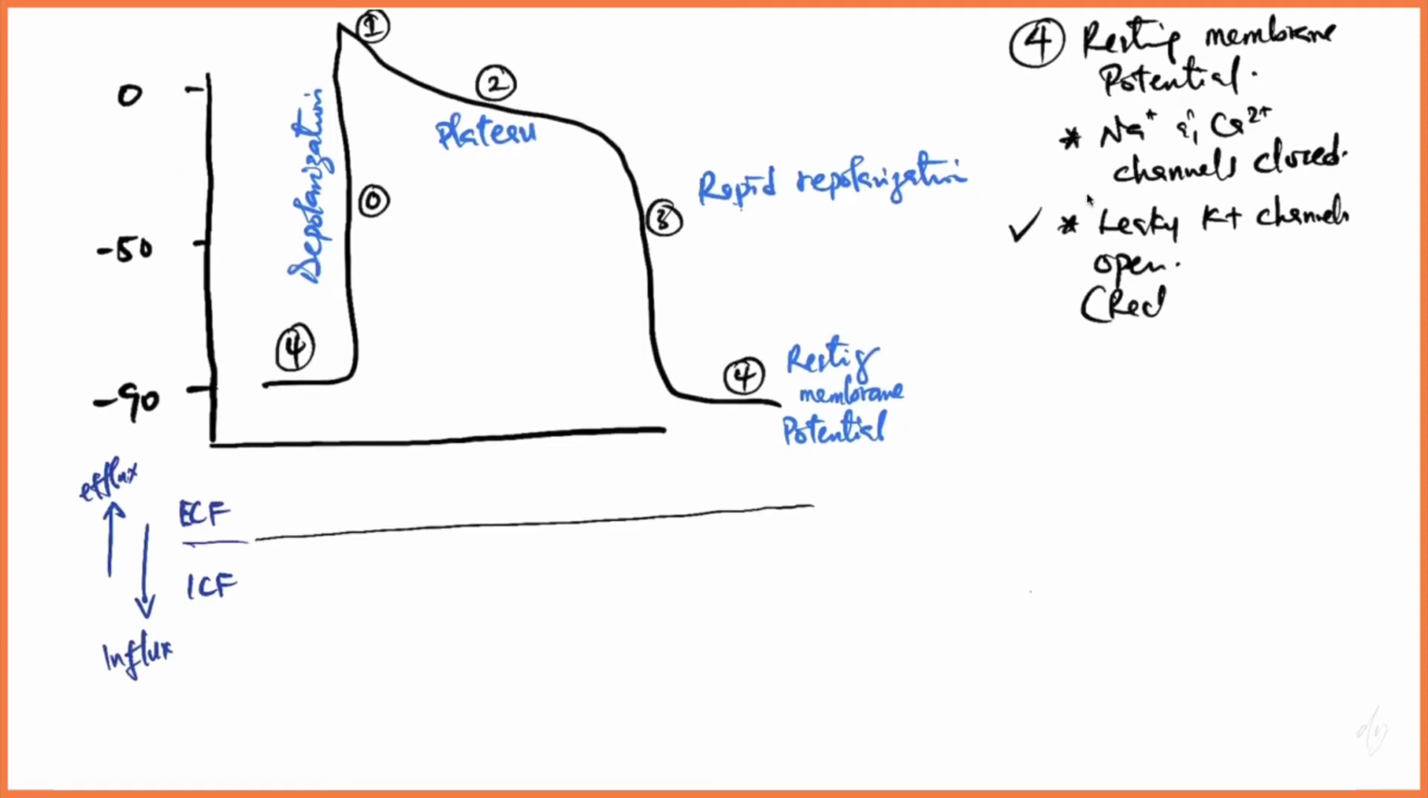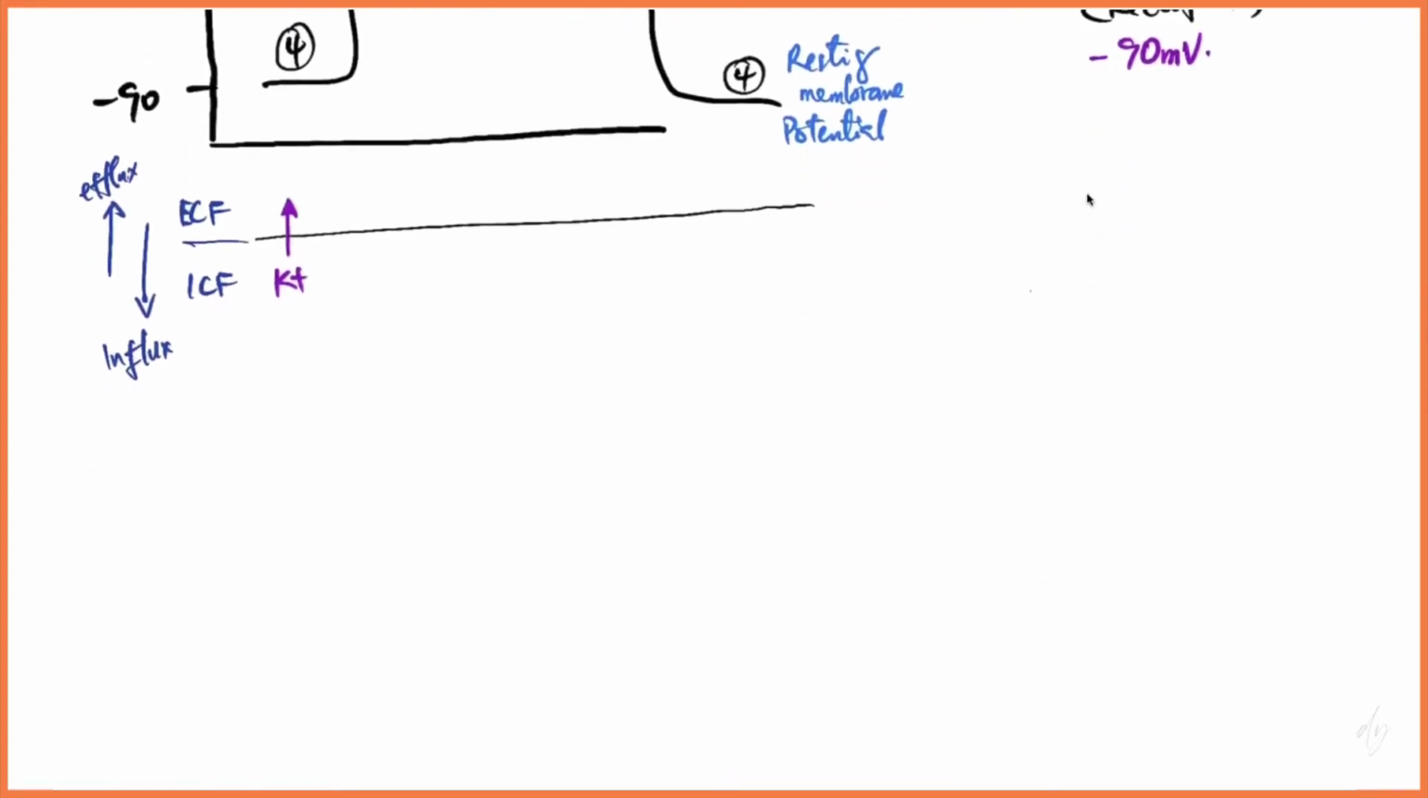You want to remember that these potassium channels are actually rectifier channels. And what happens here? We have efflux of potassium from the cell. That's what's going on in phase 4. And the efflux of potassium from the cell maintains the resting membrane potential at minus 90 millivolts. And then we move on to phase 0.